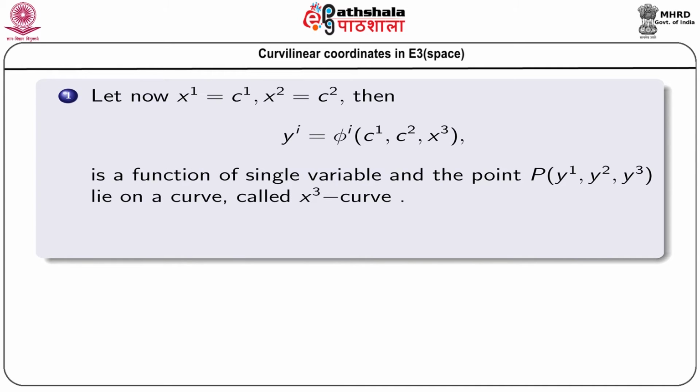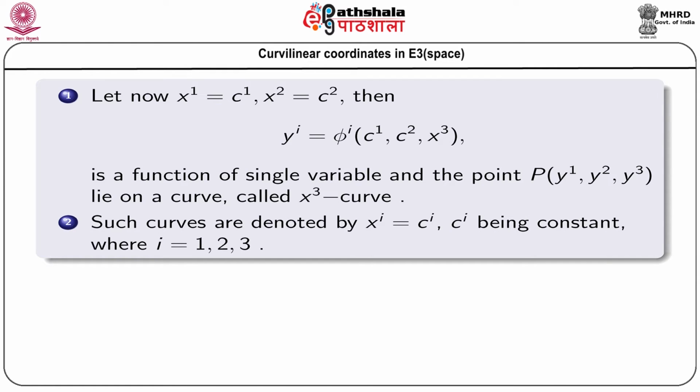Next, we consider 2 constants at a time, that x1 equal to c1 and x2 equal to c2. Then the equation will reduce to this form, y^i equals φ^i(c1, c2, x3), and it is a function of a single variable x3, and we know that a function of a single variable will represent a curve. So, it will represent a curve known as x3 curve.